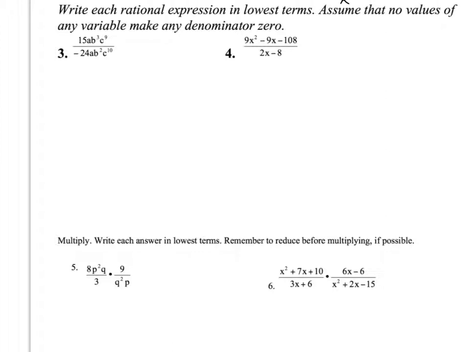So look at the numbers separately. I have a 15 in the numerator, a negative 24 in the denominator. The greatest common factor for that would be 3. 3 will go into each of those numbers evenly. So if I divide 3 into 15, it's going to go 5 times. If I divide 3 into negative 24, it would go a negative 8 times.